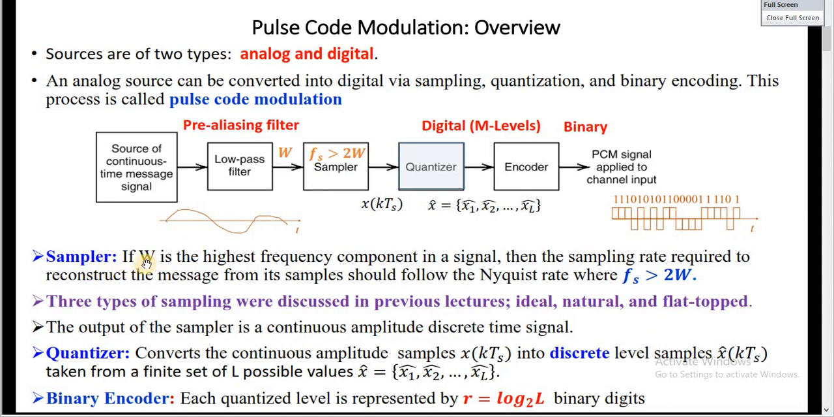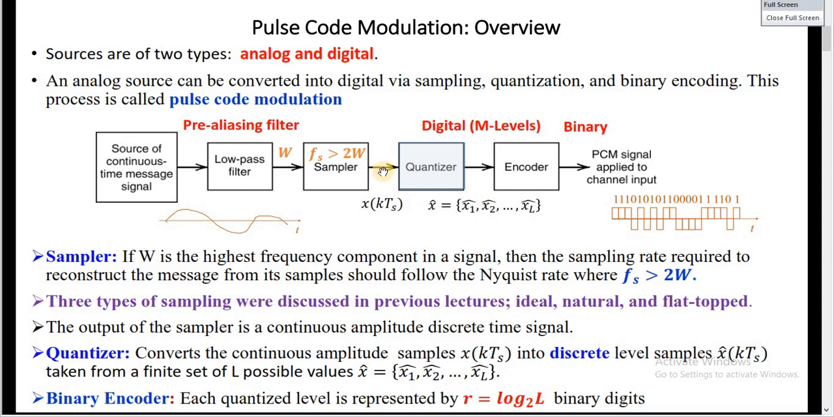The sampling process was covered in the previous three lectures in detail. If W is the highest frequency component in a signal, then the sampling rate required to reconstruct the message from its samples should follow the Nyquist rate, where the sampling frequency Fs should be at least twice the bandwidth of the signal. The lowest sampling frequency, 2W, is called the Nyquist rate. Three types of sampling were discussed in detail in the previous lectures, namely ideal sampling, natural sampling, and flat-topped sampling.